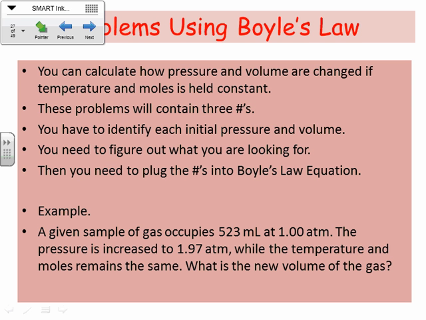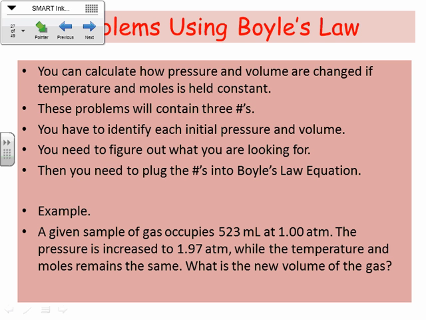A given sample of gas occupies 523 milliliters at 1 atmosphere. The pressure is increased to 1.97 atmospheres while the temperature and the moles remain the same. What's the new volume of the gas? All right, here's what I like to do on these problems. I like to just label everything, okay? And I think that'll help you guys out because then you can figure out how to plug it in fairly easily into the equation.